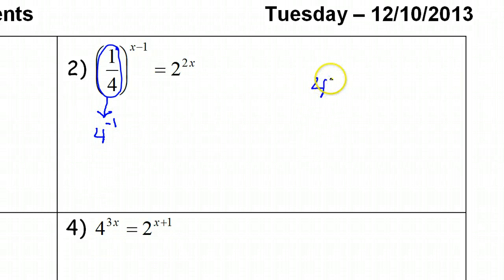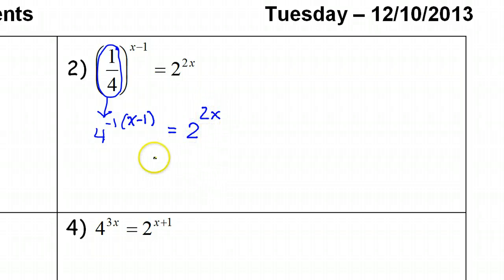Think about it. If I gave you 4 to the negative 1 power and I said write this without a negative exponent, you would go, oh, you just drop it down and it becomes 1/4. Well, we can go back the other way if we really want to. And this is what we want to do because we want to really get to a base and a power situation. So far this is what we have, 4 to the negative 1 power. We still have this x minus 1 up here, which I will put in parentheses. x minus 1 equals 2 to the 2x power.